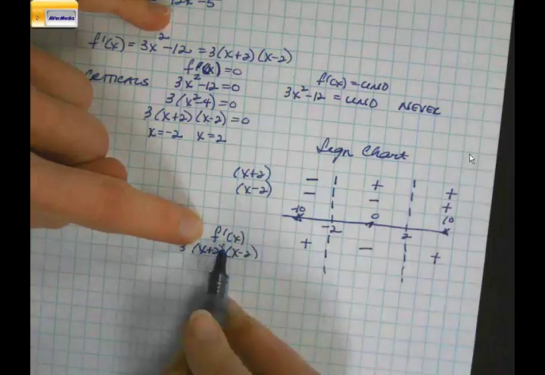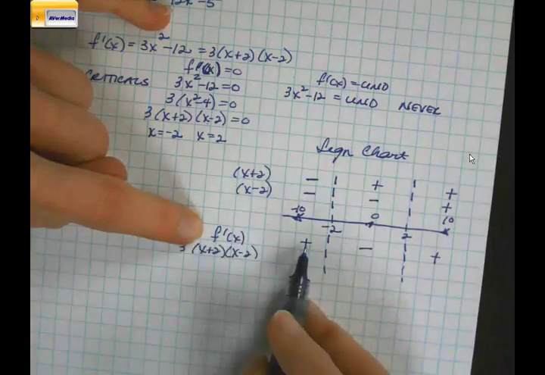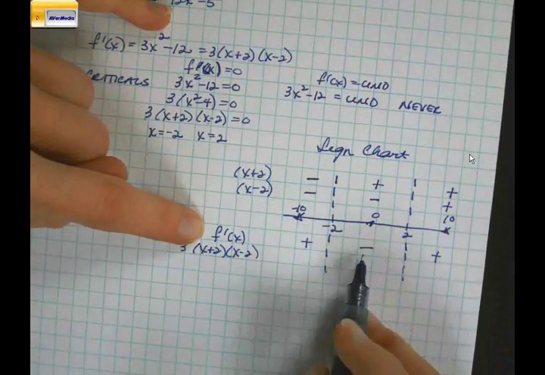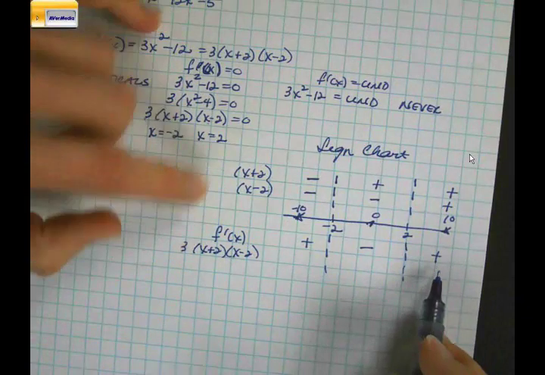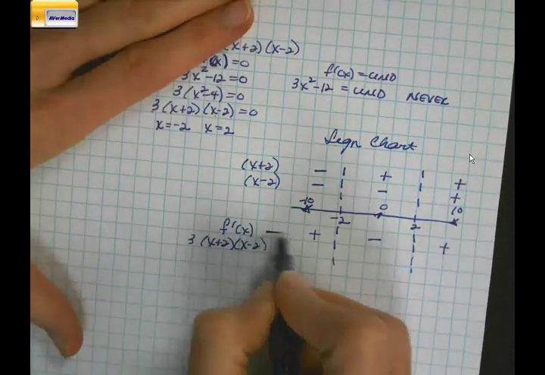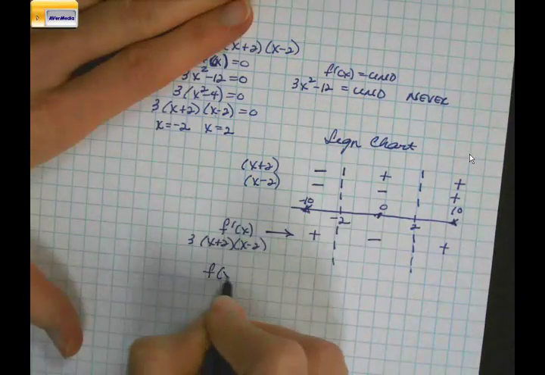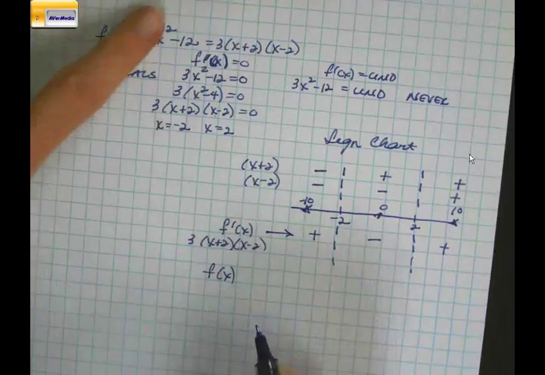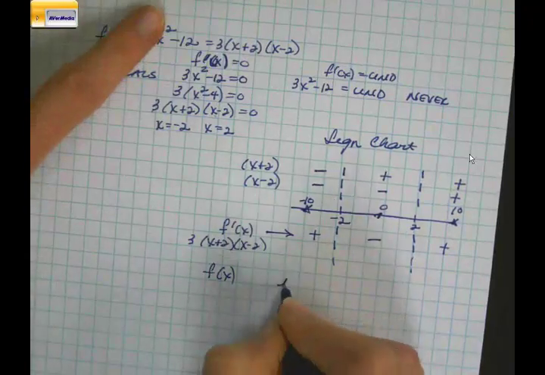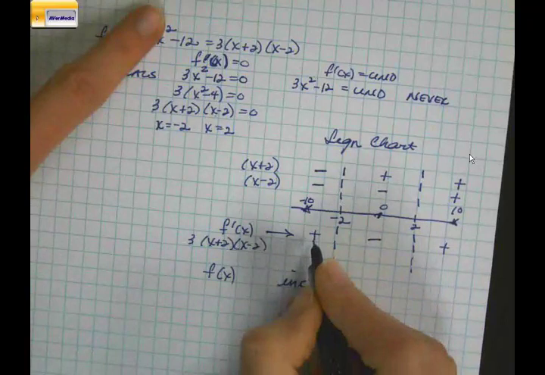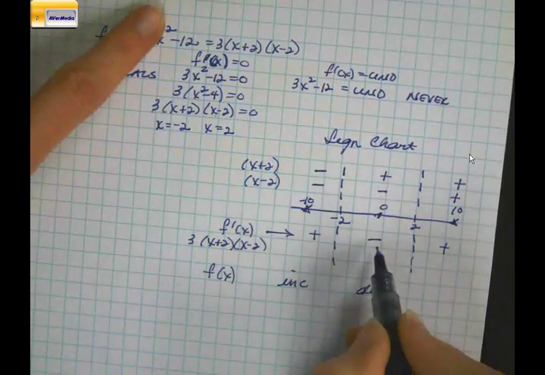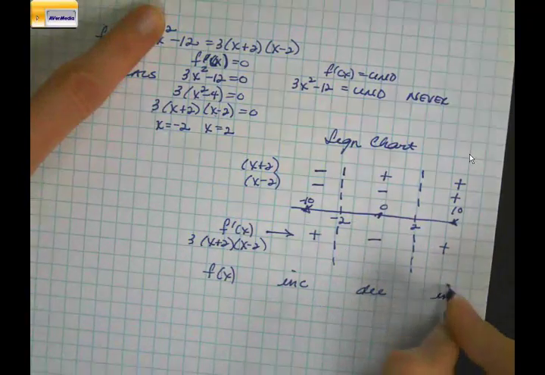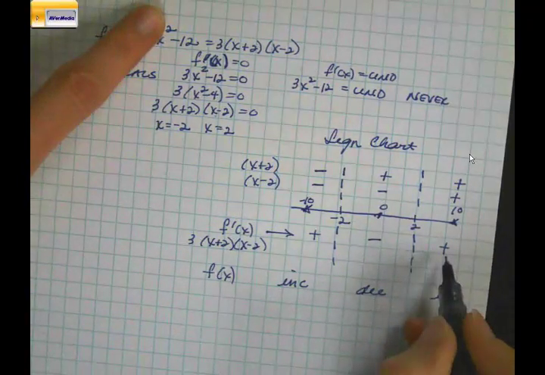So my first derivative is positive to the left of negative 2, negative between negative 2 and 2, and positive to the right of 2. That means that my original cubic function is increasing where the first derivative is positive, decreasing where the first derivative is negative, and increasing where the first derivative is positive.